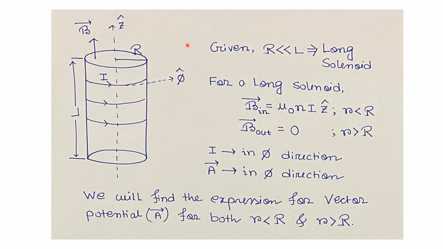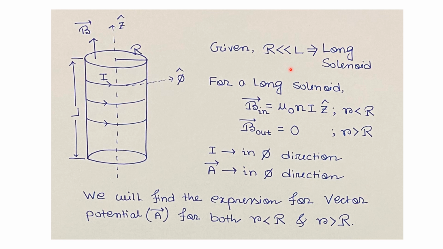So we'll consider a solenoid having radius capital R and length L, and the current is flowing through the solenoid along phi cap direction. The axis of the solenoid is along z cap direction, and as the current is flowing along the phi cap direction, our magnetic field in the solenoid will also be along the z direction. It is also given the radius of the solenoid is very less than its length. So basically it will be considered as a long solenoid.